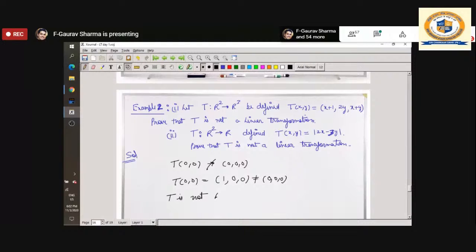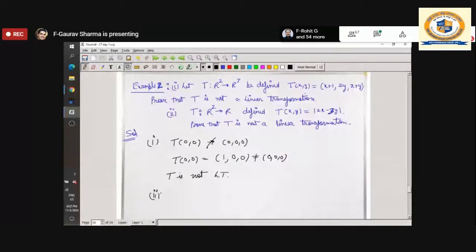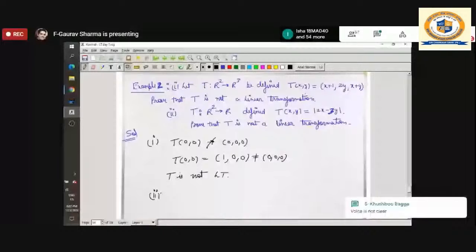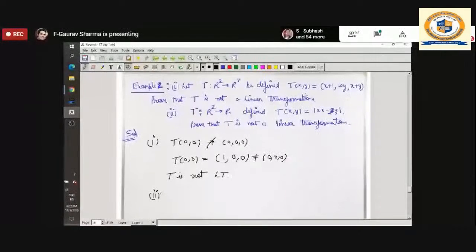Do you want to discuss the second one also, or should we call another student? Let's call Jashneet. Jashneet Kaur. Yes, beta. Do you have an idea about the second example, the second part? How can we prove that this is not a linear transformation using the property?